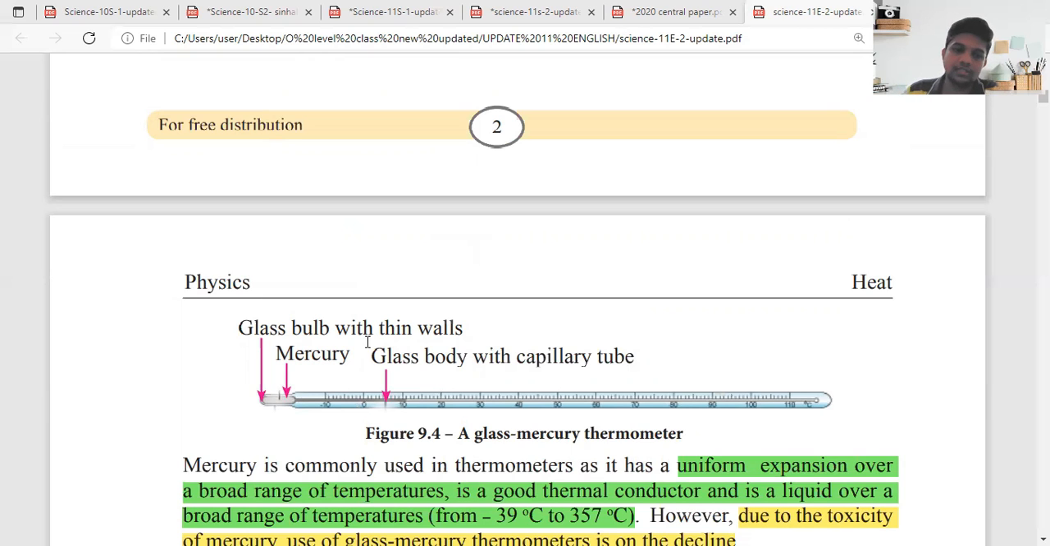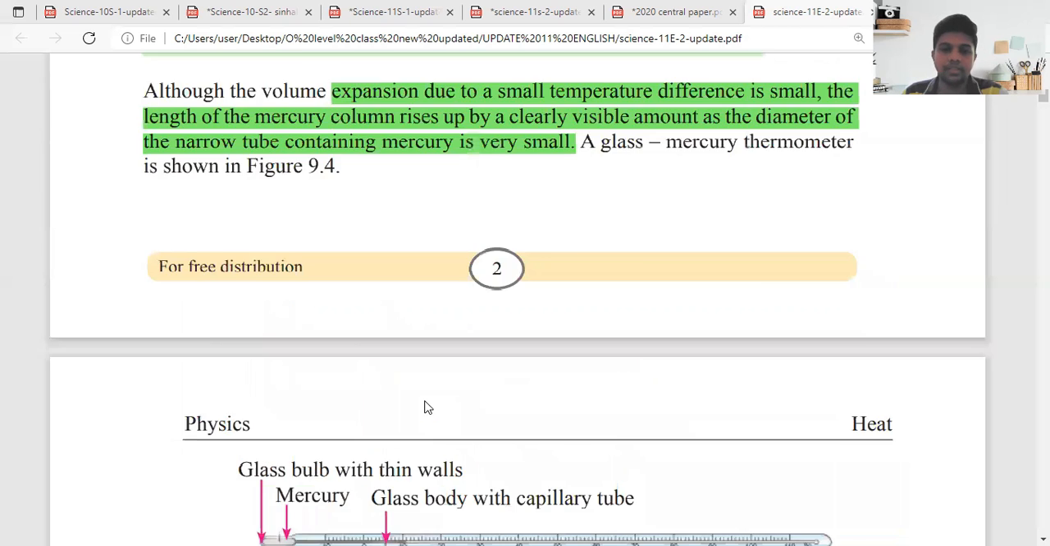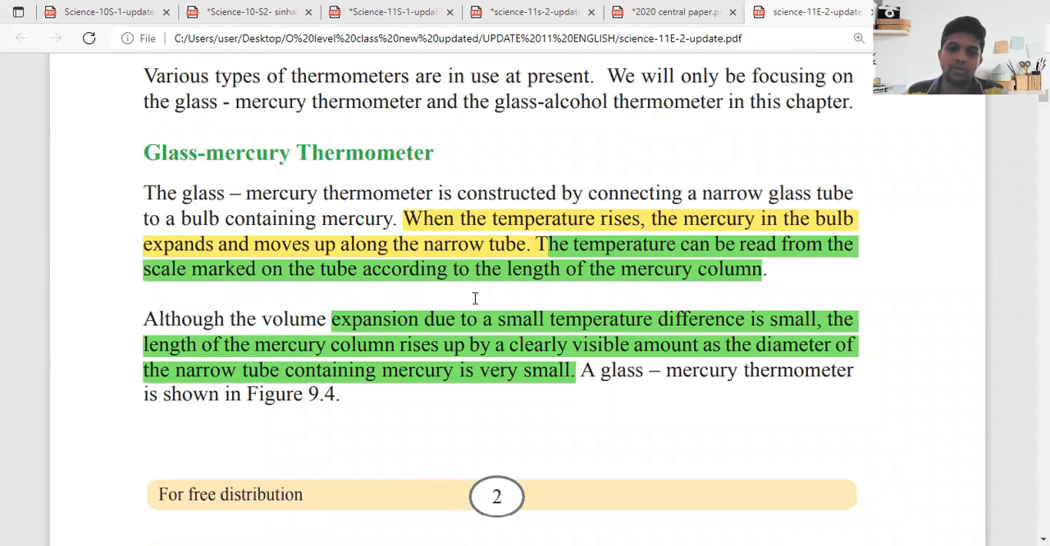These are the main parts: glass bulb with thin wall, mercury, and glass body with capillary tube. So in this capillary tube you can easily see the scale. Okay, from the scale we can calculate the temperature. So basically that is the thing that they have mentioned.